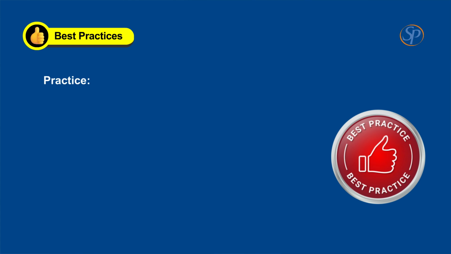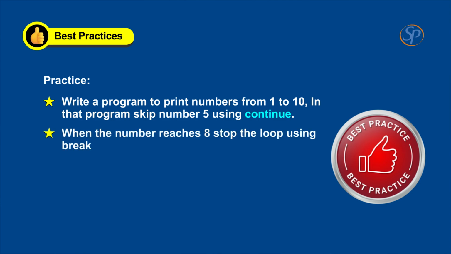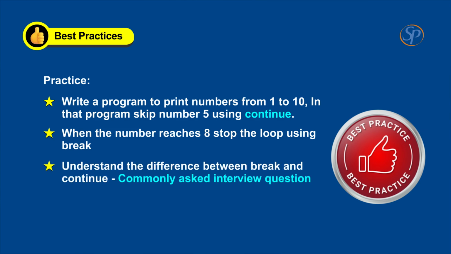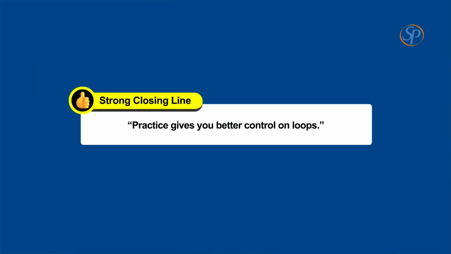Before ending this video, I have a small task for you. Write a program to print numbers from 1 to 10. In that program, skip number 5 using continue. And when the number reaches 8, stop the loop using break. And one more thing, understand the difference between break and continue. This is a very commonly asked interview question. Try it step by step and observe the output carefully. Practice gives you better control on loops.